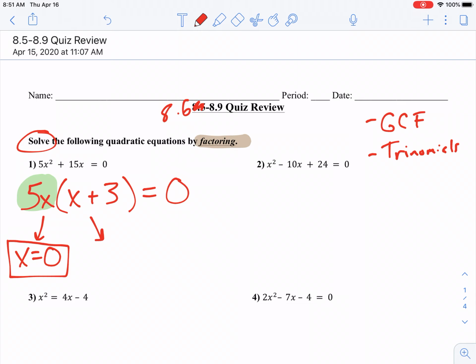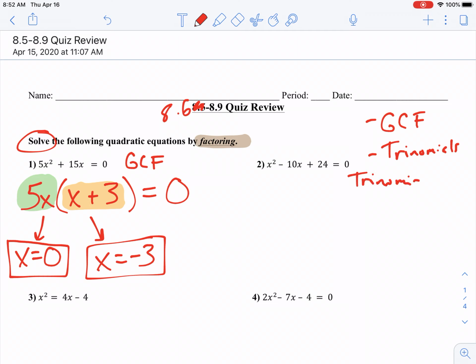And then the other answer comes from the parentheses in here. How do you get that to equal 0? Well, if x is negative 3, then that'll equal 0, the inside of the parentheses. And those are your two solutions. All right, that's a GCF problem. Number 2 is a trinomial.